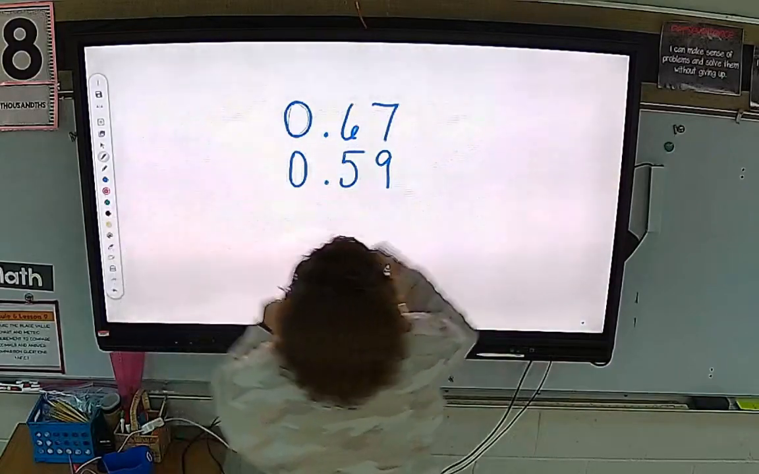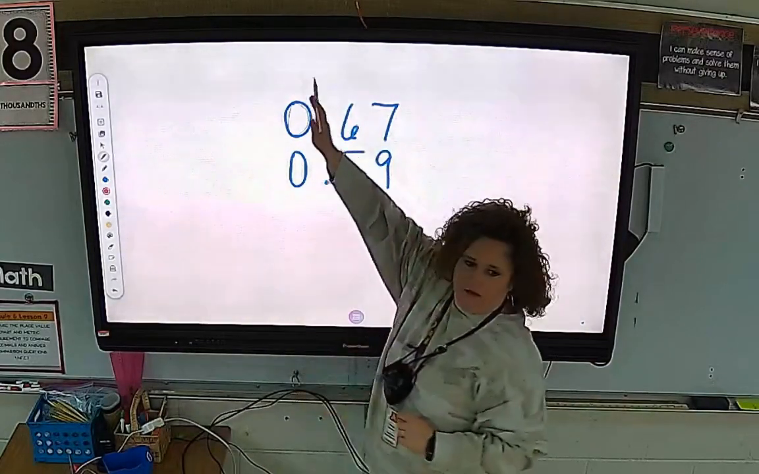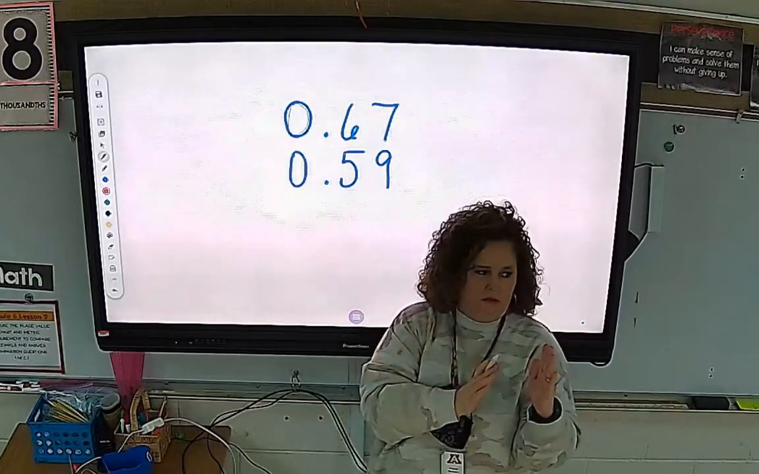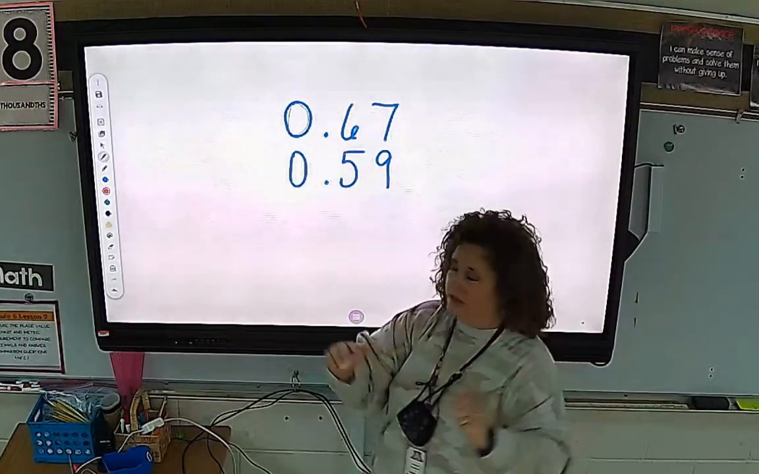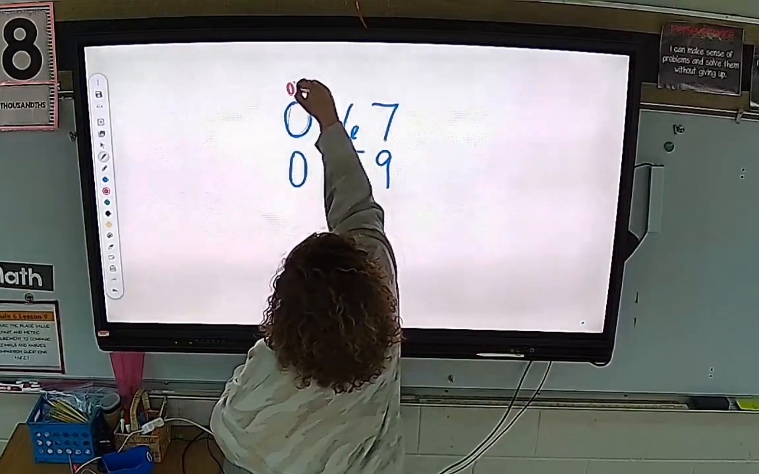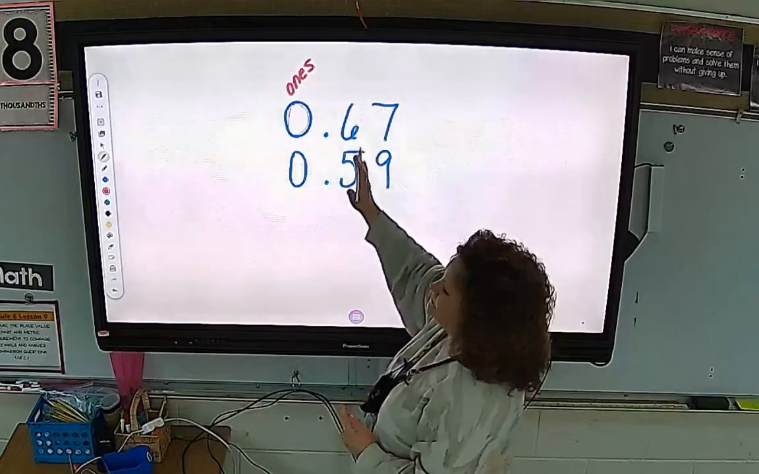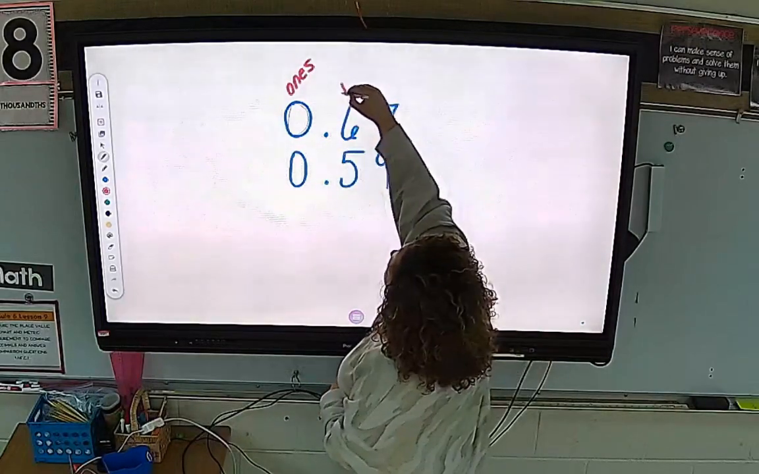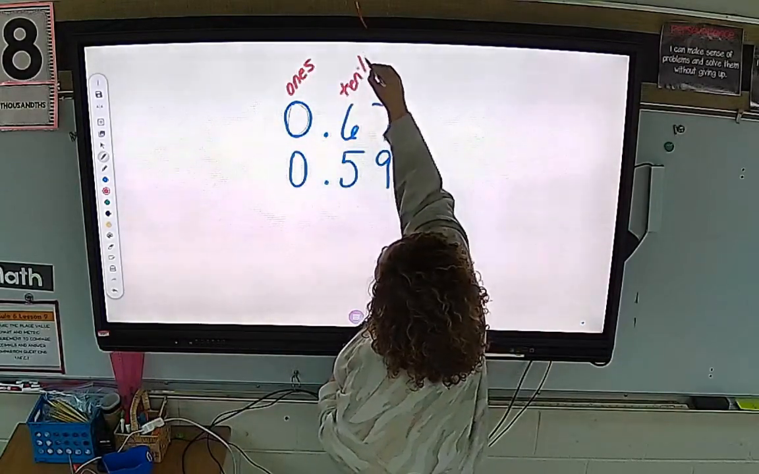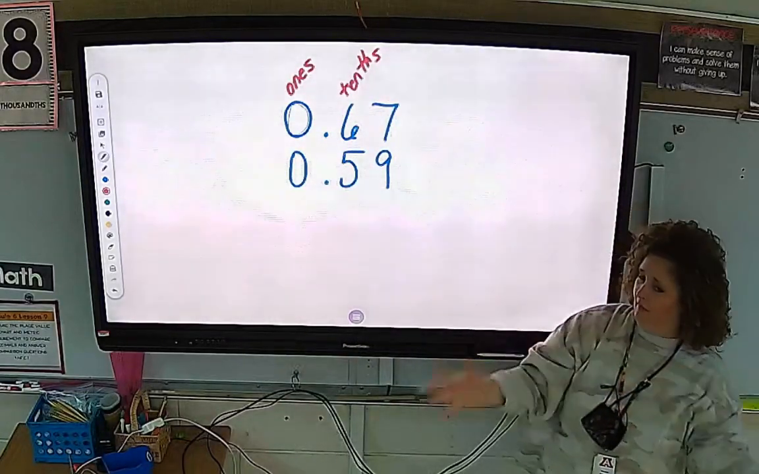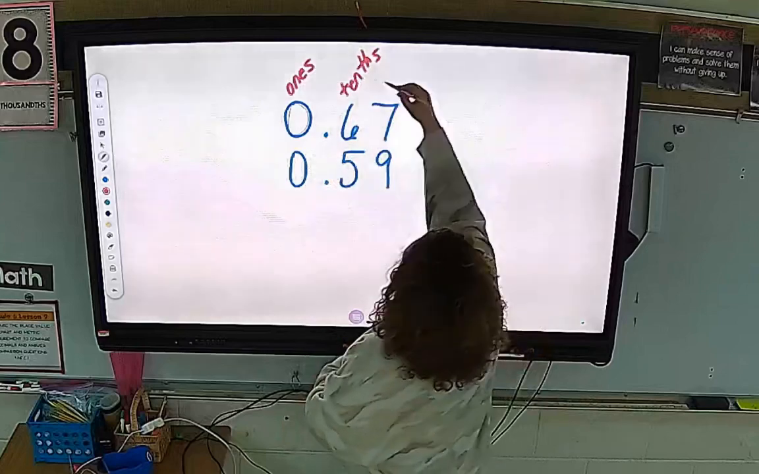All right, what place is this right here? The zeros. What place value place is that? Everybody. That is the ones place. All right, what is this place right here? Tenths. All right, I like how you were careful to say that. Tenths. What is this place right here? Hundredths. Hundredths. All right.